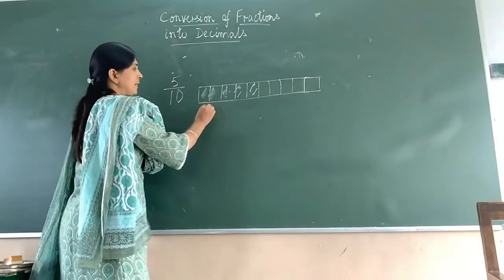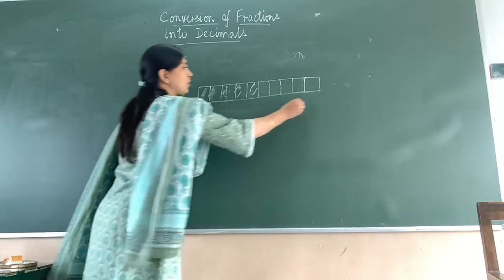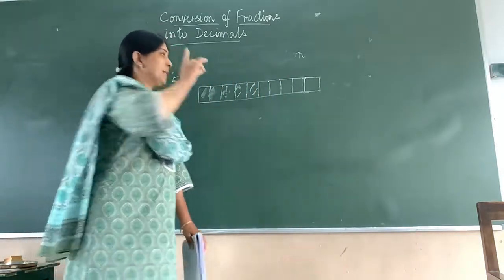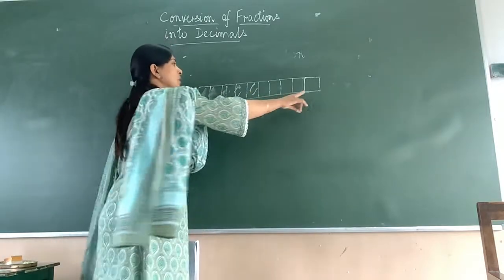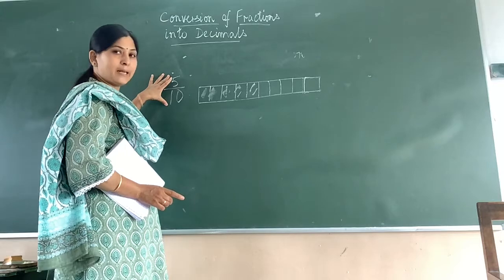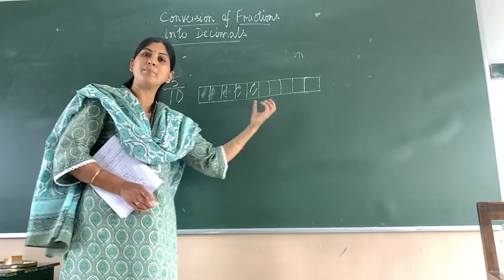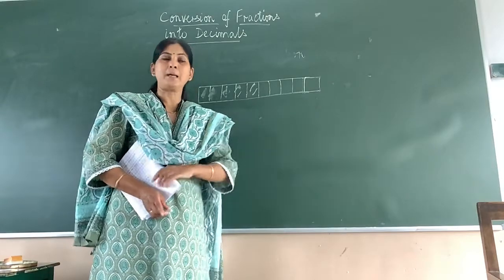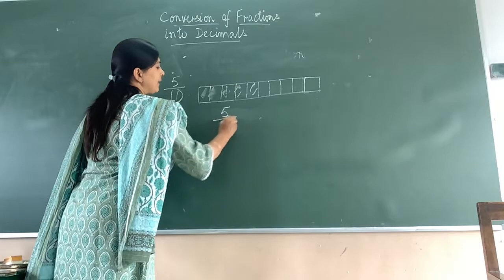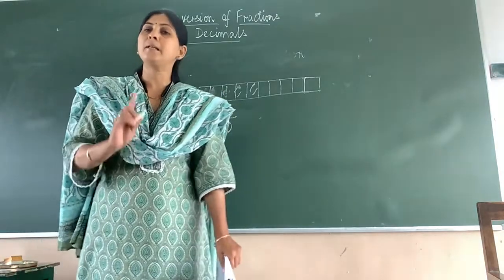When we say 5/10, it means 5 equal parts out of 10 equal parts. It means it is less than 1, since the whole thing is divided into 10 equal parts. So when we refer to 5/10, we are talking about something which is less than 1. Let us see how to write this as a decimal number.